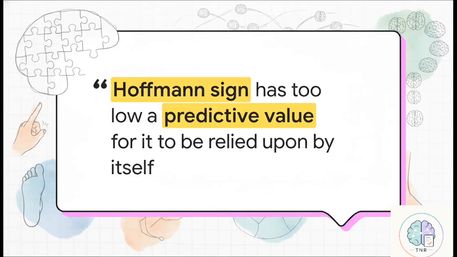Which brings us right to the ultimate conclusion of our source material. Despite its legendary fame, the Hoffman sign simply has too low a predictive value to be relied on by itself as a standalone screening tool. It's a clue, sure, but it has to be just one piece of a much larger clinical puzzle.